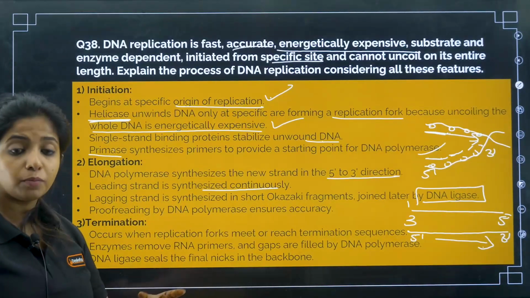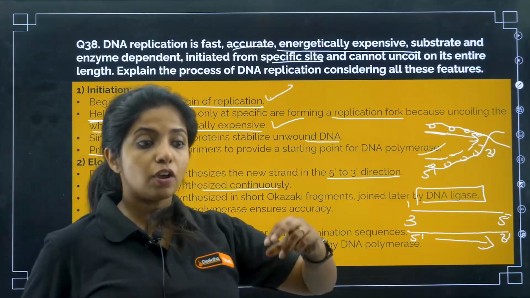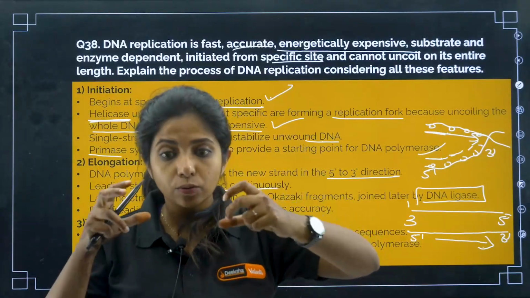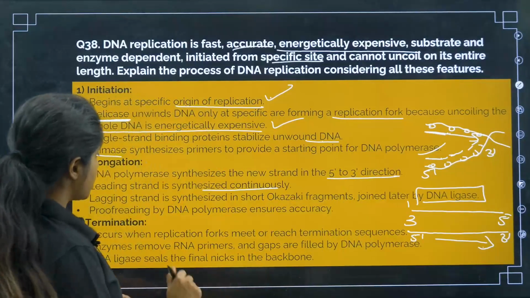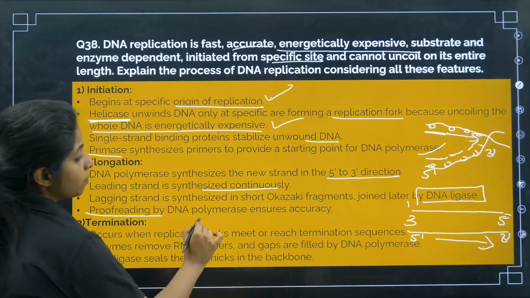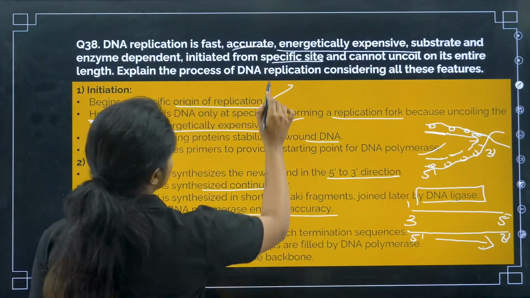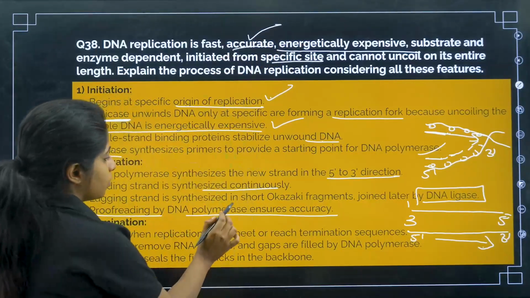Now, proofreading by DNA polymerase ensures accuracy. There is another DNA polymerase which will proofread everything, that is, whether I bound A with T only, or if I have bound A with G or something else. So that has to be checked. Who does that? Proofreading is done by DNA polymerase, which ensures accuracy. I told you this is accurate because of this.